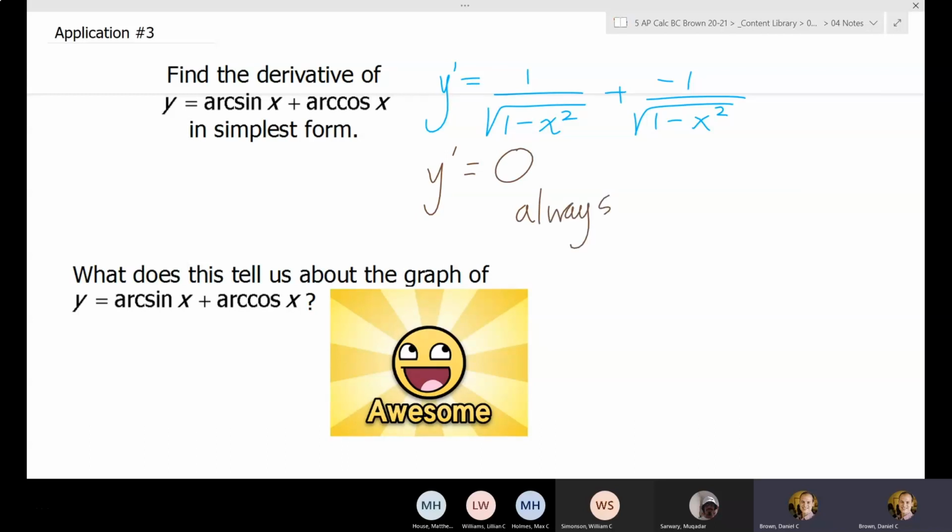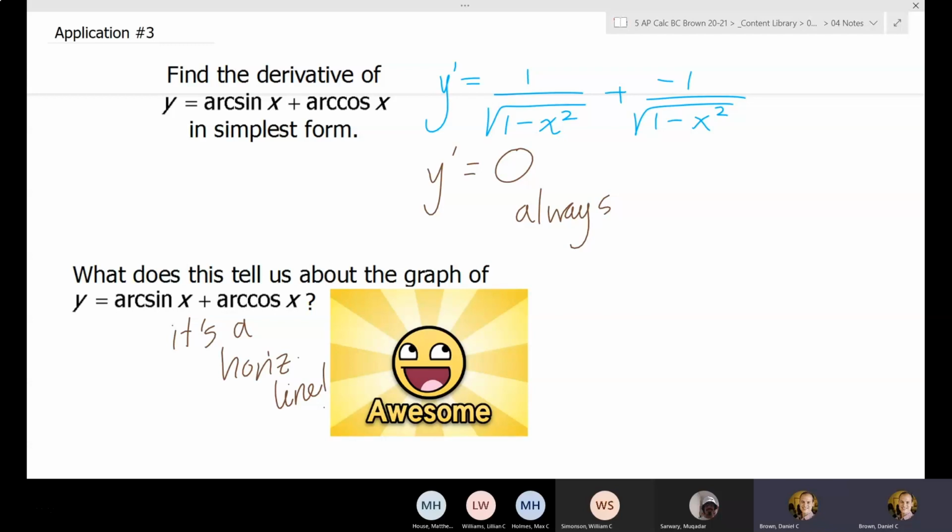So what do we know about the graph of y is equal to arc sine plus arc cotangent of x? It's a horizontal line. So it looks fancy, but it's basically just a horizontal line. Maybe you think that's cool, maybe you don't. Specifically, the horizontal line y equals pi over 2, because the arc sine and arc cosine, the same value, will always add up to 90.